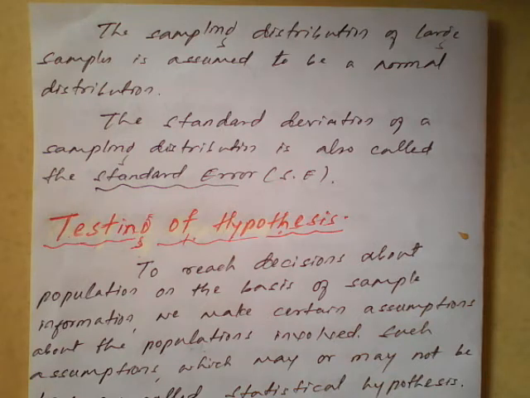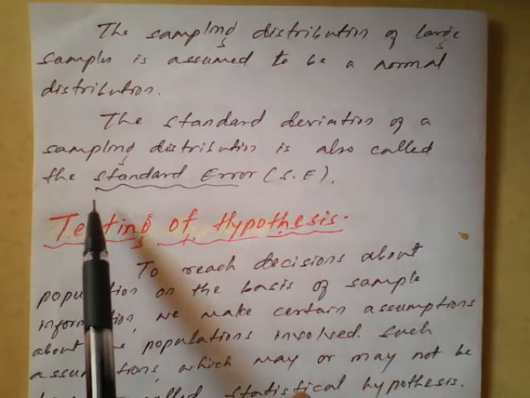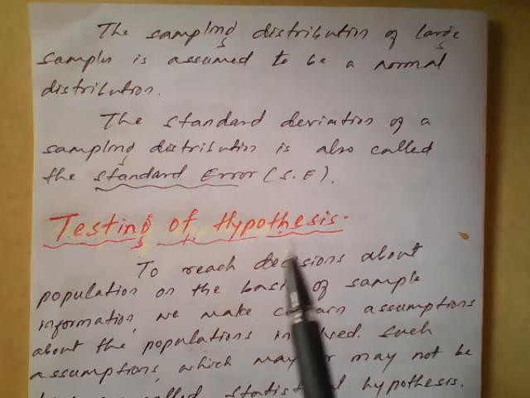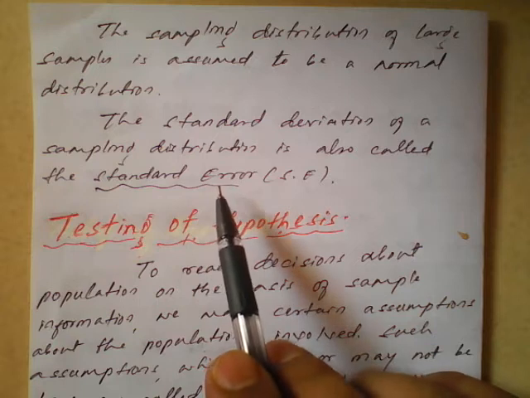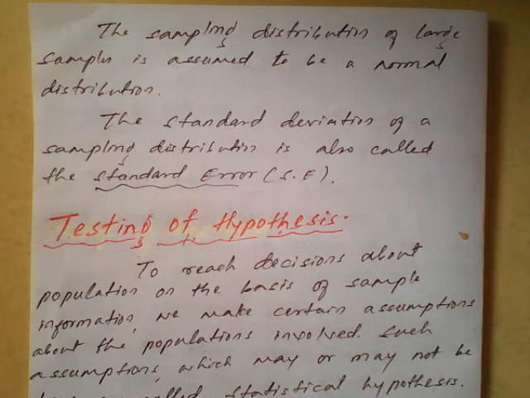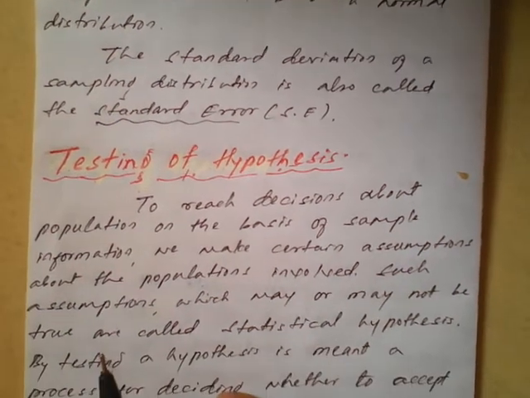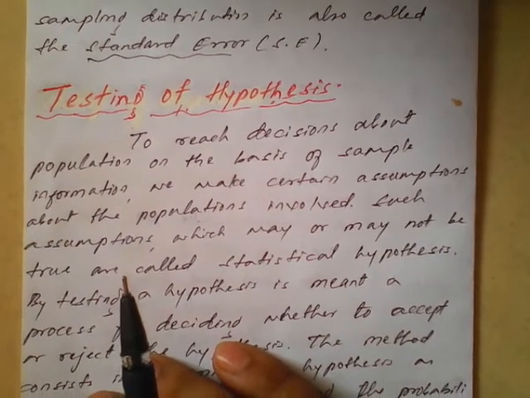The standard deviation of a sampling distribution is also called standard error. Means the standard deviation we find for the given sampling distribution is what we consider as standard error. See, these definitions are very important, you need to remember. They may ask you to write details about all this in the examination.